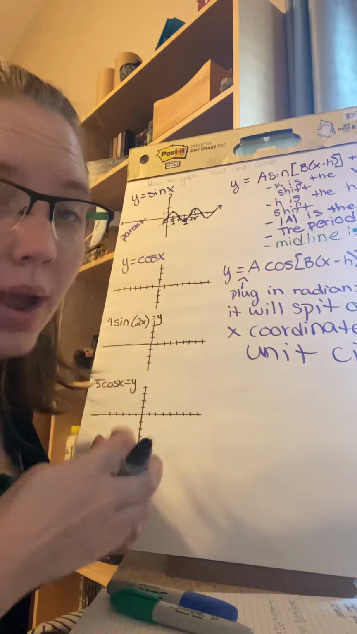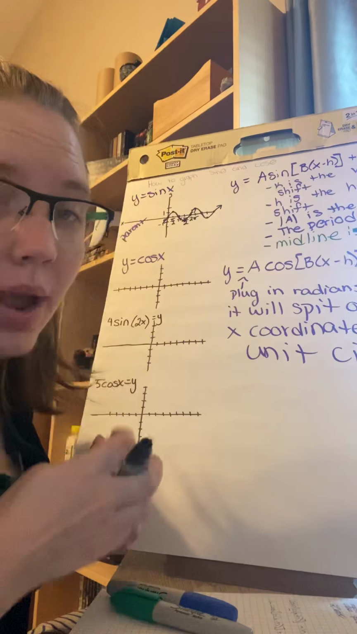I'm going to use a different color. I have a few. Okay. So b is 1. So my period for this one is going to be 2 pi over 1, which is just 2 pi. Which means I should complete the entire period, which is one curve upwards and one curve downwards, between 0 and 2 pi. So I'm actually going to label that.